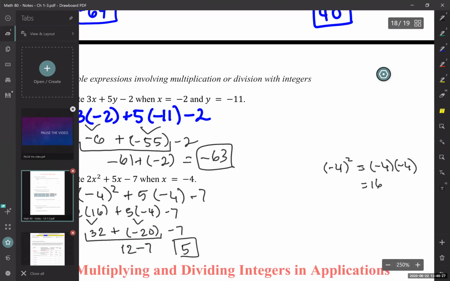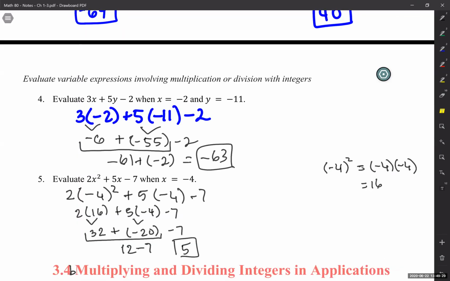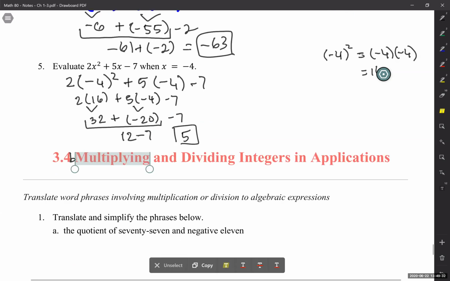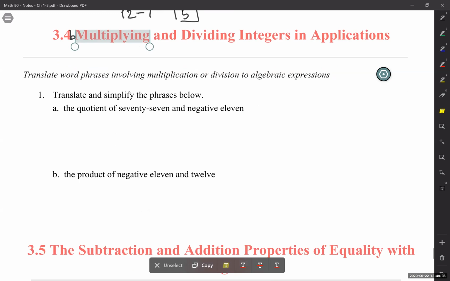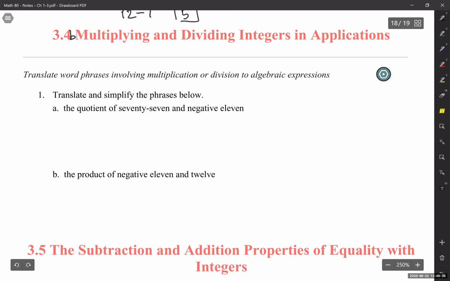We are almost done. We are going to be multiplying and dividing integers in applications, which you've seen before, means word problems. Oh, look how short that is. It'll be right quick. Okay, so it says translate and simplify, like always. So translate, I'll do in blue. The quotient means, anybody? Means to divide. So we're going to do 77 and negative 11.